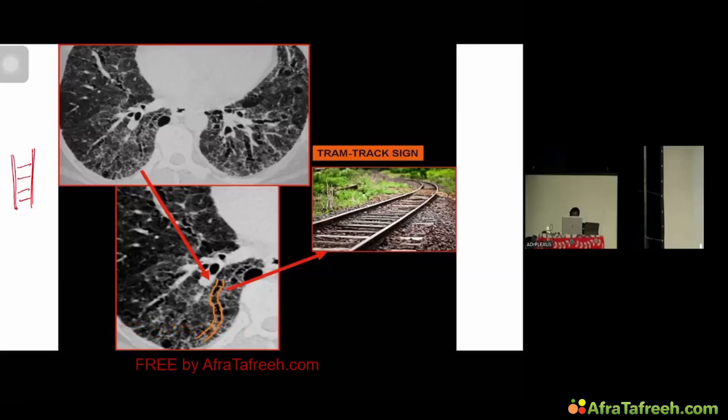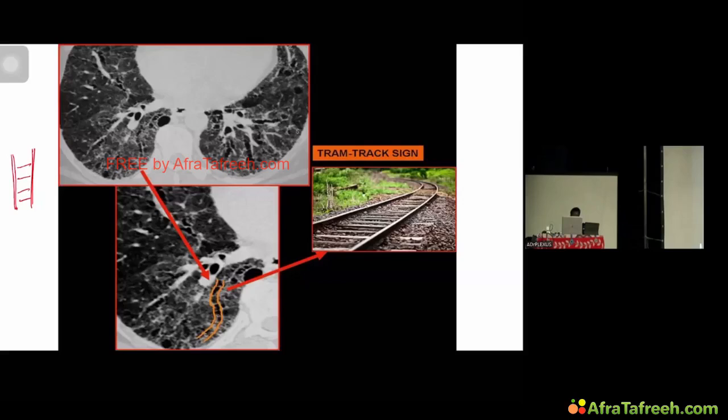What are the other signs? Where will you get the panda eye sign? Sarcoidosis. Okay, in a gallium scan you can get it in sarcoidosis. Wilson's disease you will get the panda sign.